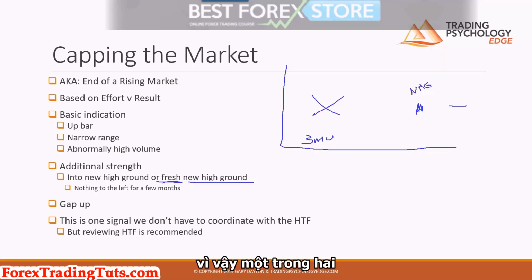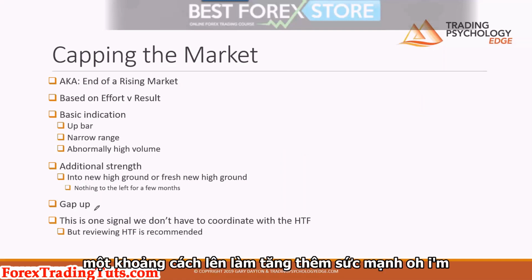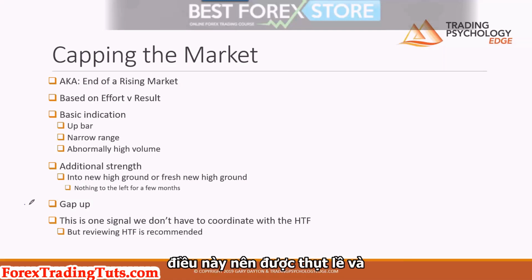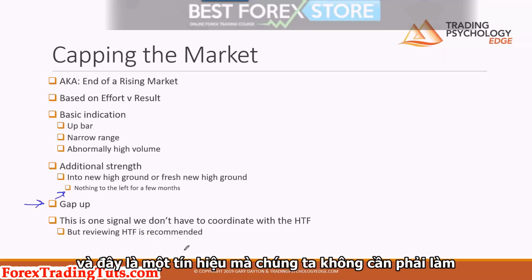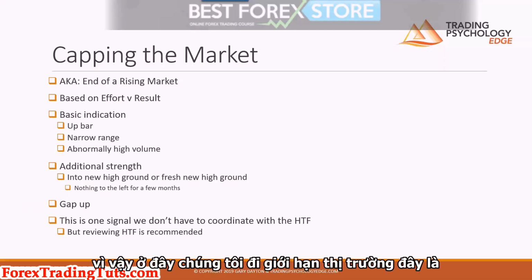Okay, so either into actual new high ground or 3 months. A gap up adds to the strength. Oh, I'm sorry. This should be indented and under here. It adds to strength if there's a gap on it. And this is one signal where we don't have to coordinate the higher time frame. But reviewing the higher time frame is nevertheless recommended. It's always recommended. Okay. So here we go, capping the market.